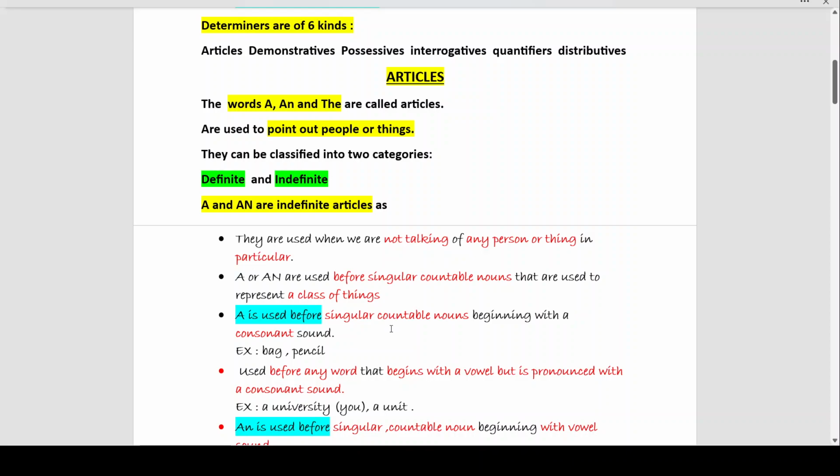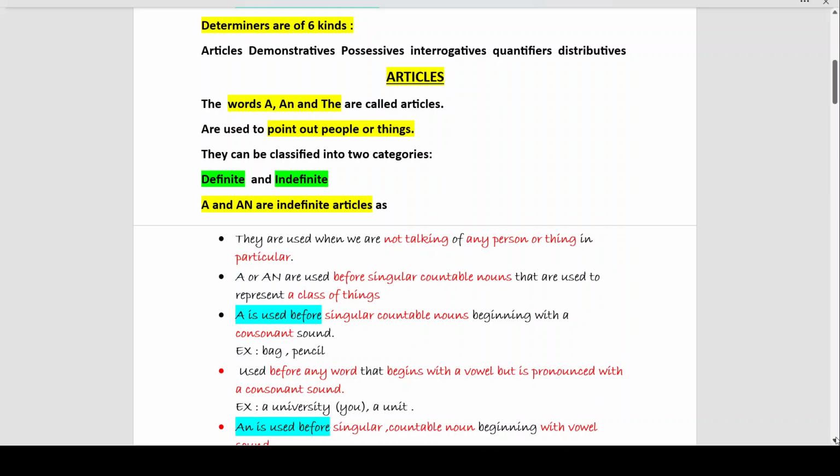Whereas in an, if the word is a singular countable noun and beginning with a vowel sound, what are vowels? A, E, I, O, U. So then we use the article an over there. But a is used before singular countable nouns beginning with a consonant sound. Now, a is also used before any word that begins with a vowel but is pronounced with a consonant sound.